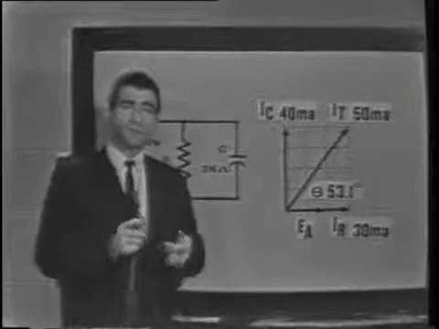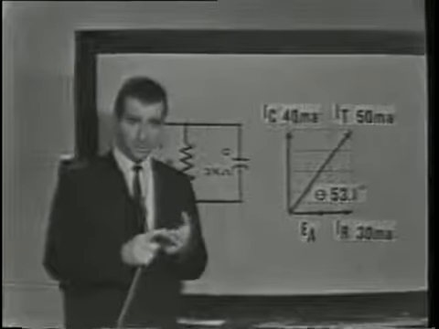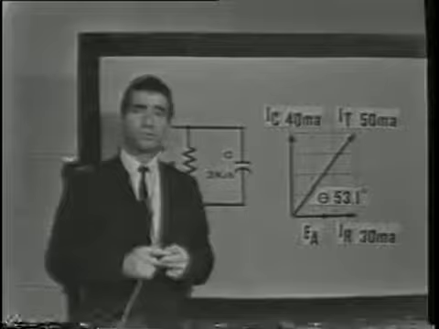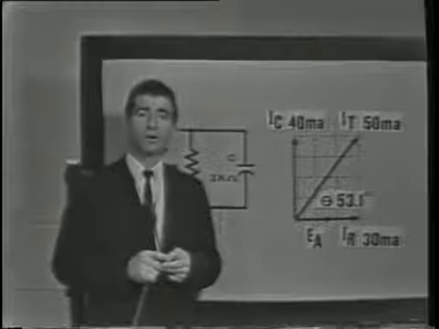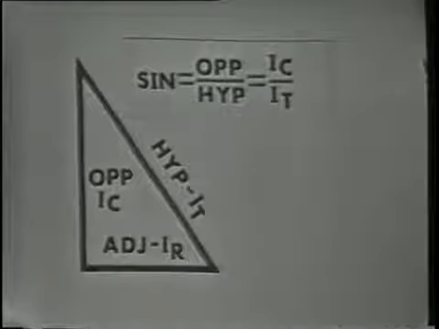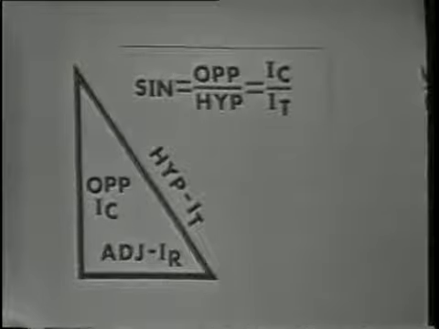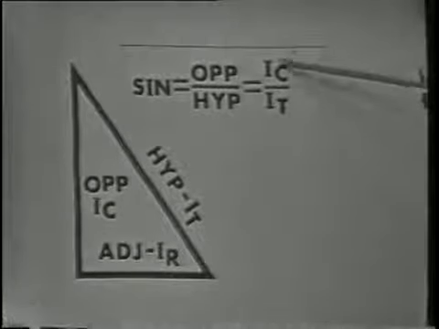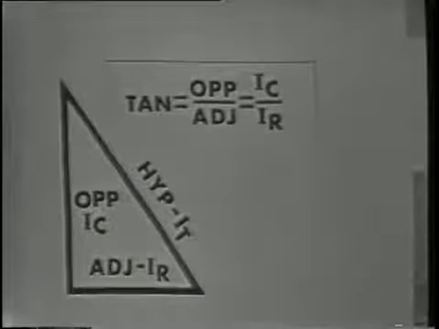Now, these relationships are called the sine, cosine, and tangent, and they may be used to determine the angles of the triangle or the phase angle of our currents. Let's see how these relationships are derived. The sine of angle theta is found by dividing the opposite by the hypotenuse, or IC over IT. The cosine of angle theta equals the adjacent side over the hypotenuse, or IR over IT. And the tangent is equal to the opposite over the adjacent, or IC divided by IR.